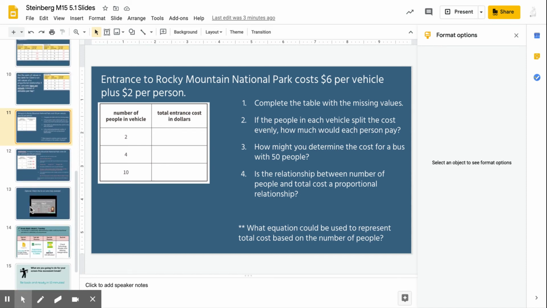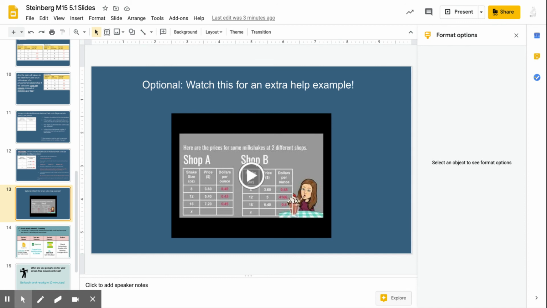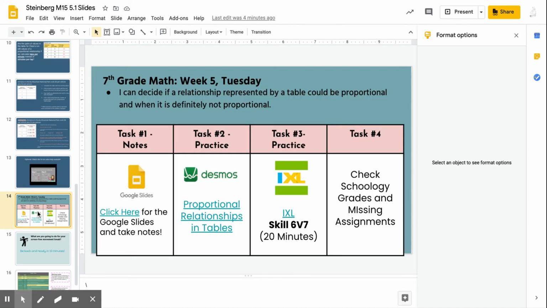As we move on, I do have this extra piece of video here. Maybe you're struggling a little bit today still. It's just another example on how to find things proportional in a table. Lastly, this is broken down. This is in Schoology, but this is the Google slide that you're currently watching right now.